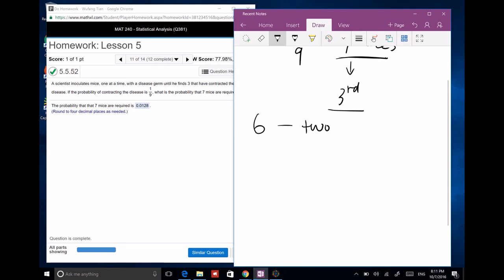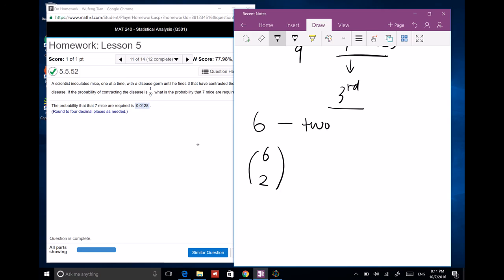Previous 6 mice, 2 have already contracted. So basically you have a negative binomial. So you choose 2 from 6 because before the 7th mouse, 2 have already contracted the disease. And before 7 is 6 mice. Out of the 6 mice, 2 have already contracted. So the probability of having contracted the disease is 1 over 9 squared. Not contracting the disease is 8 over 9 raised to the 4th.